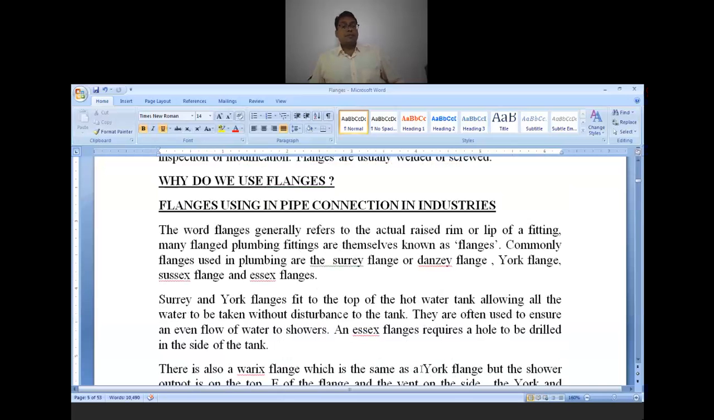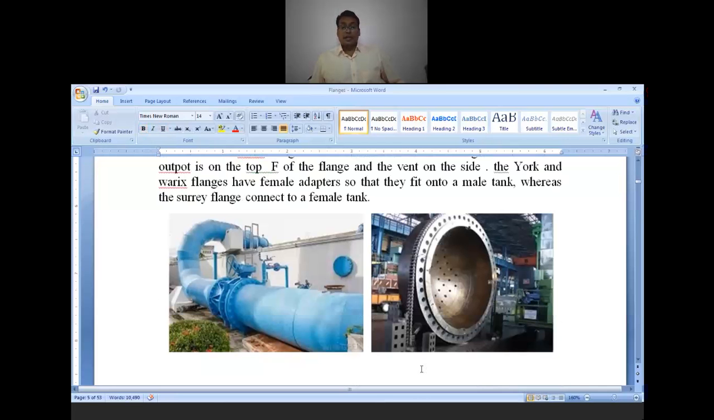Now, what is the basic purpose of using these flanges? It is to prevent leakages and provide flexible joints. Easily, you can open these joints and use them for maintenance purposes. On the industrial scale, this is the figure which you can see for a heat exchanger shell cover. A huge heat exchanger shell cover, a thick flange that is provided.